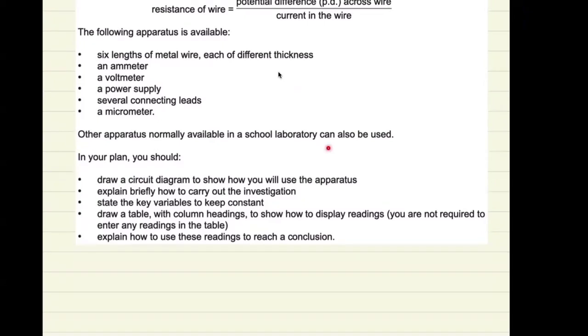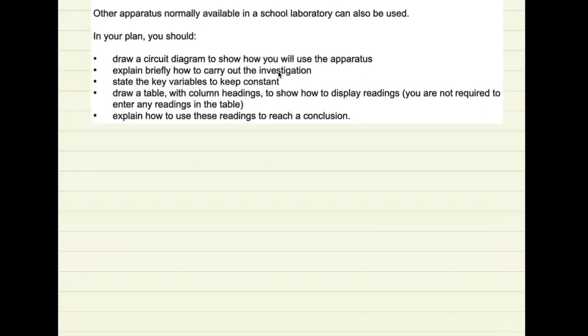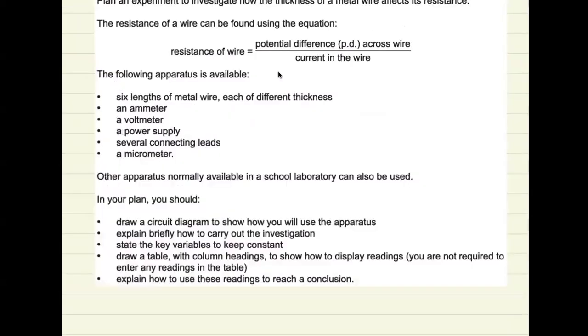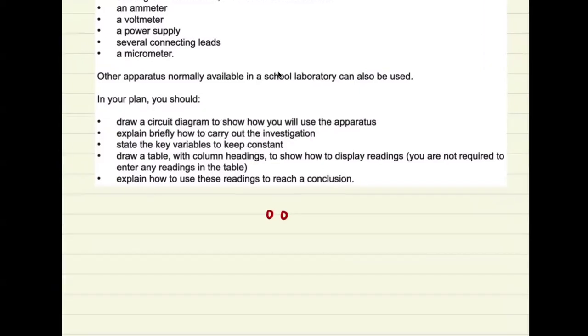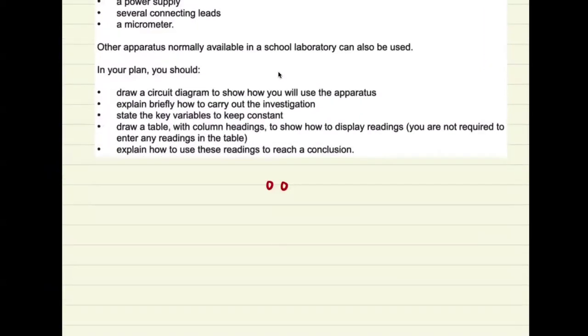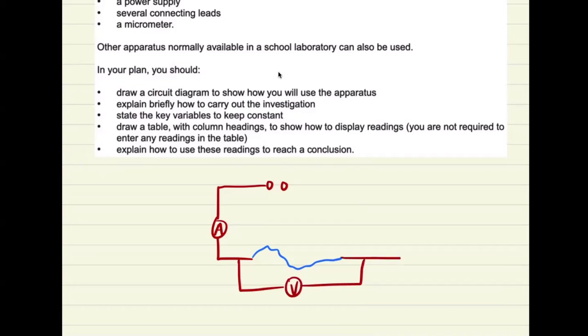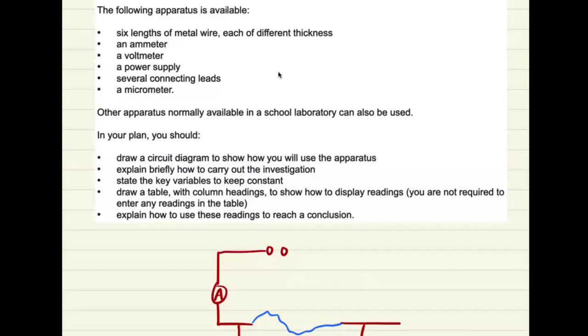Other apparatus normally available is also there. In this one, with electricity questions, you'll also always be asked to draw a circuit diagram. So now you start doing this. You make a power supply, and it's really important that you label these. You have your metal wire here. You'll have your ammeter, which is connected in series. Now you have your metal wire like this, and you have to have a voltmeter in parallel with this here. And then, yes, that's basically what you need.